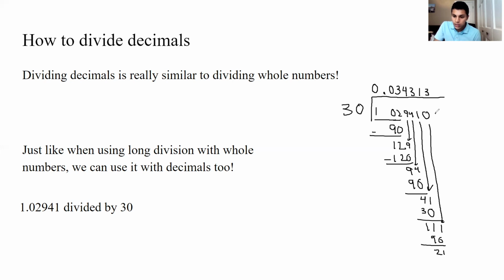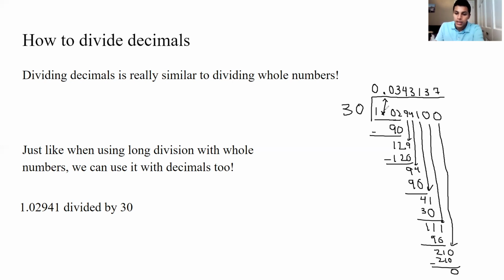And finally, we do bringing down this 0, and 30 goes into 210 7 times. So we put a 7 here. 7 times 30 is 210. And finally, when we subtract, we get a 0. So we use the exact same process, except since we already had the decimal point right here, we don't add it when we start adding zeros. And we put the decimal point in the exact same place.